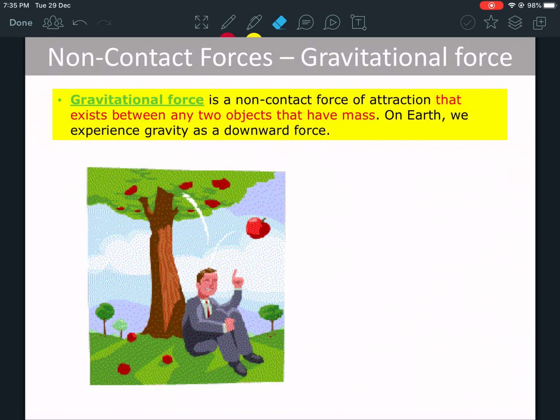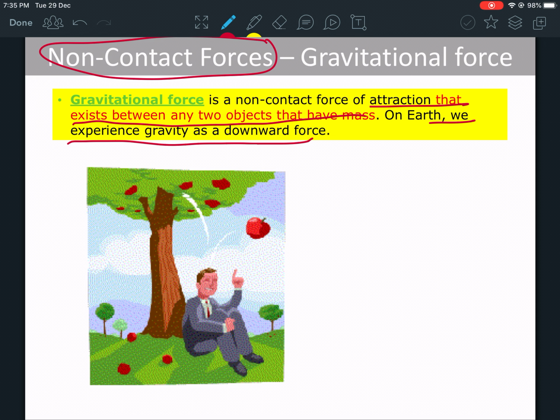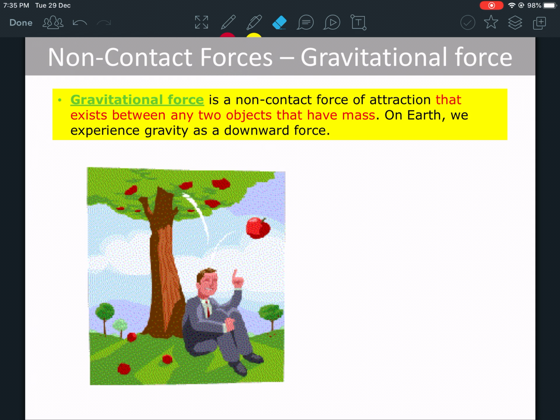You also have gravitational force. It's a non-contact force. Gravity doesn't have to touch you in order to pull you down to the ground. Gravity is a non-contact force of attraction that exists between any two objects that have a mass. On Earth we experience gravity as a downward force. We experience gravity as a force that pulls us down to the ground. Without gravity, we'd be flying around.